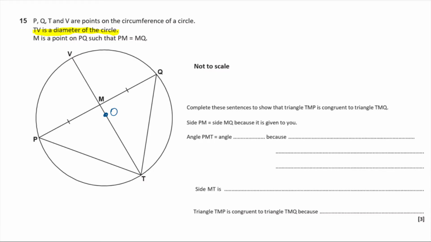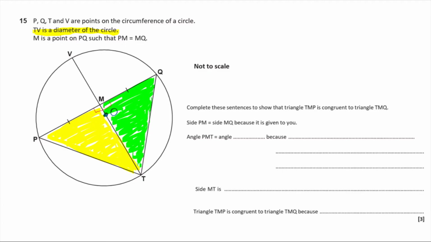Right, so complete the sentences to show that triangle TMP is congruent to triangle TMQ. Well, where is TMP and where is TMQ? TMP is this triangle. Is this triangle congruent to TMQ, which is this one? It's this half. Are these two congruent triangles? Well, we've got some rules for congruency. We've got side, side, side, side, angle, side, angle, angle, side, and RHS. Now, this triangle I can see already has got some right angles in it, so it could be RHS.